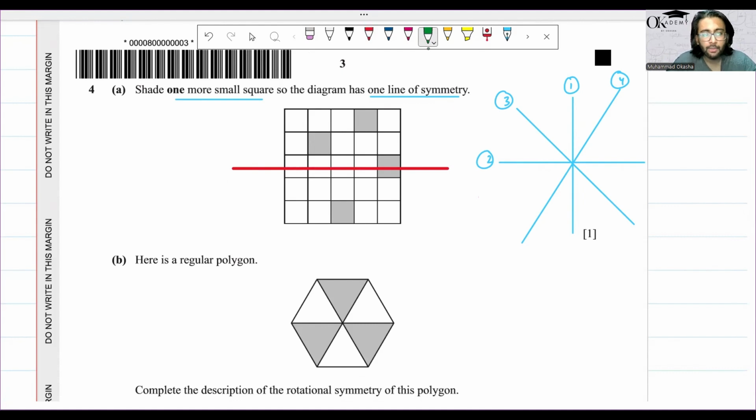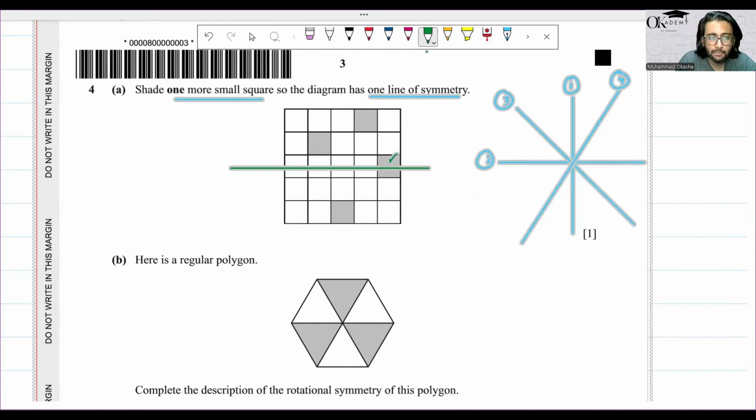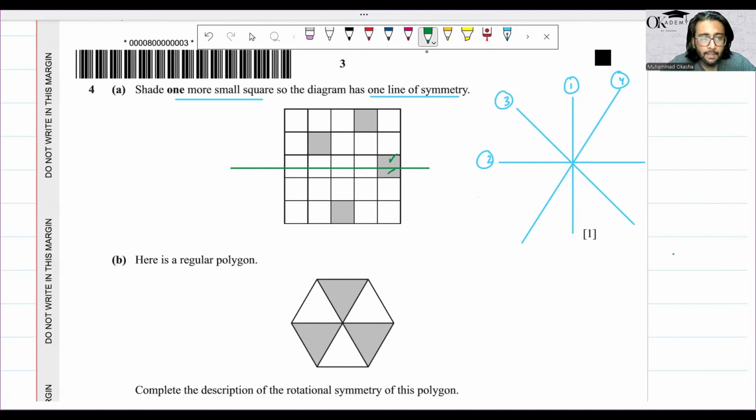Let's see. If this is my line of symmetry, then this half would come on top of this half, so that works fine. But this half should come on, so that's missing, right? This shading should be over here, and this shading should be over here, which is also missing. But we can only shade one small square. If this is my horizontal line of symmetry, I'll have to shade 2 squares, this square and this square. So this is definitely not my line of symmetry. I'll give up on it and try another line of symmetry.